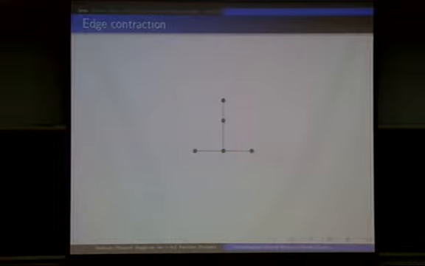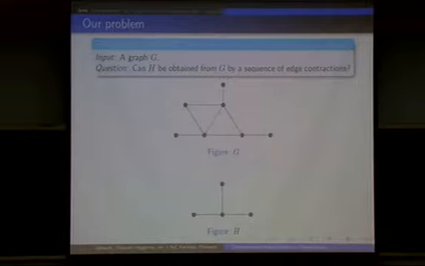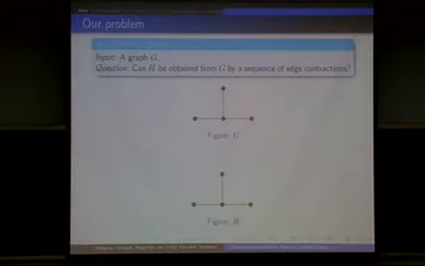Now we can define a problem called H-contractibility. You are given a fixed graph H and an input graph G, and you want to decide if you can obtain the graph H by contracting edges of G. For instance, this is your graph G, this is your graph H. You can contract first this edge, then this one, then the last one, and indeed you end up with a graph which is the same as H. So the graph G we had in the beginning was indeed contractible to H.